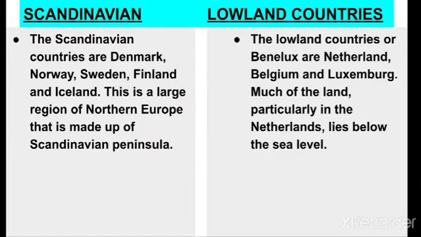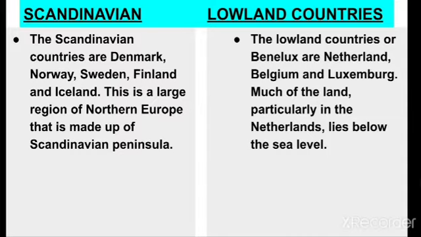Next, differentiate. First question, differentiate between Scandinavian countries and lowland countries. So the answer you will be writing, the Scandinavian countries are Denmark, Norway, Sweden, Finland and Iceland. This is a large region of northern Europe that is made up of Scandinavian peninsula.